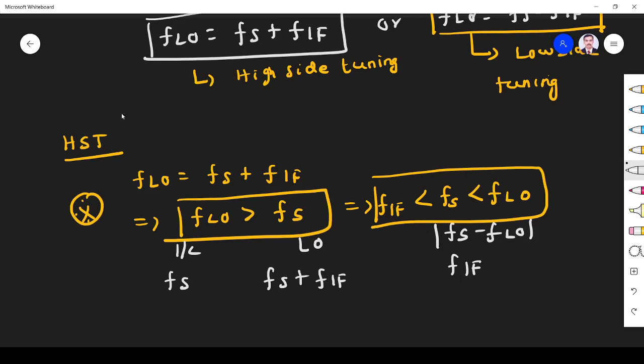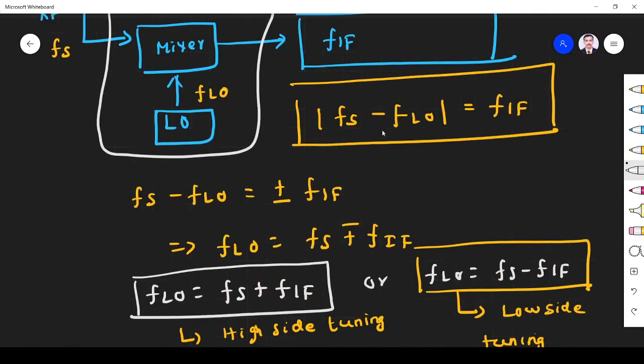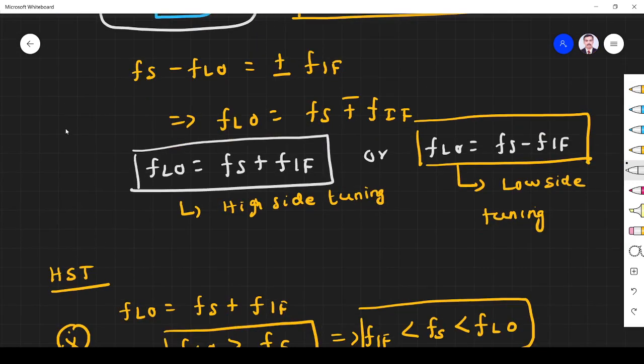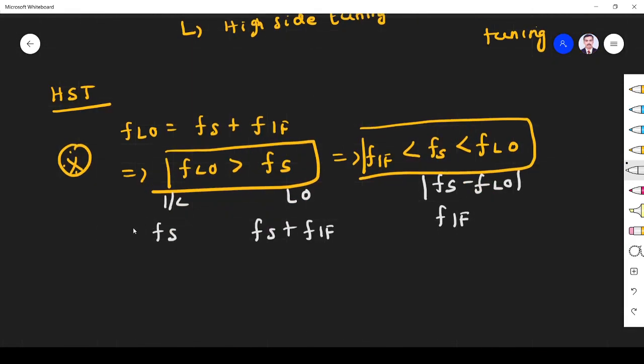That's what we have known, right? FLO minus FS is FIF. That is my intermediate frequency formula. So this is what we have done in high side tuning. So this we must do.